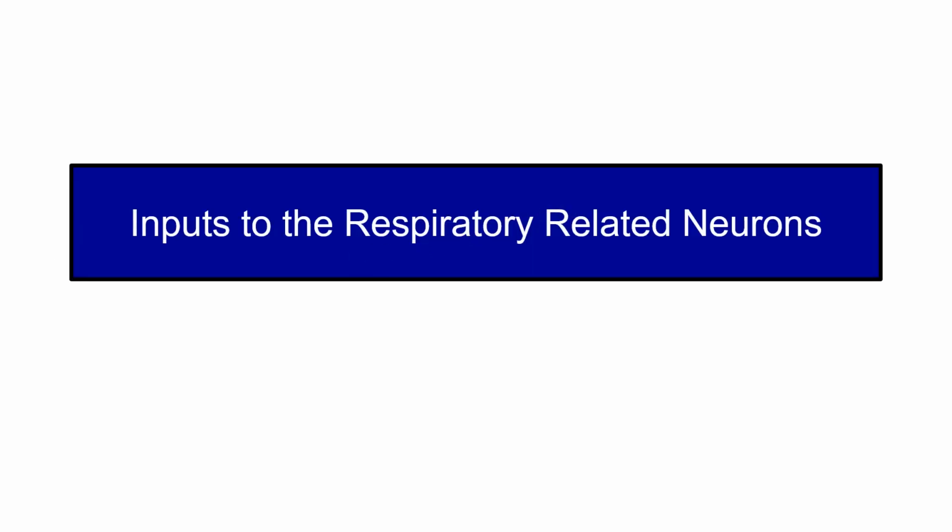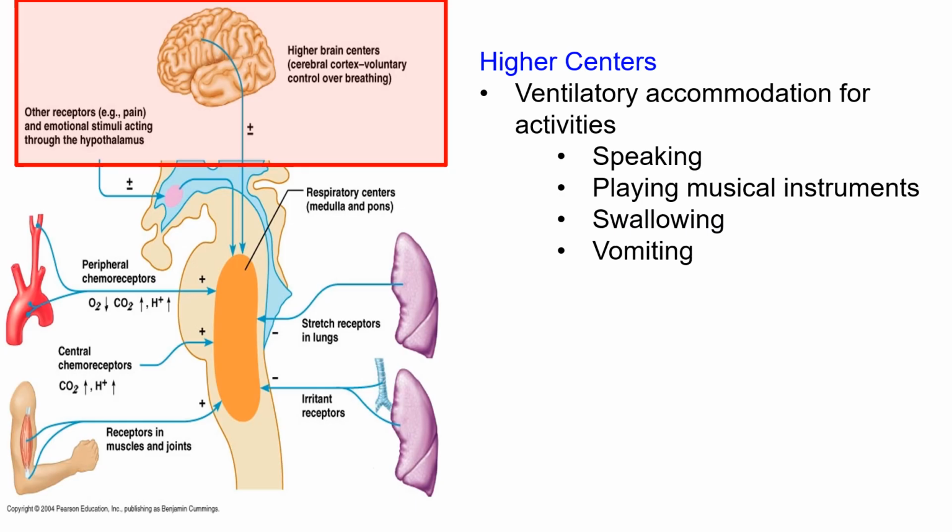Now, what are the inputs to the respiratory-related neurons? As shown here, the first one is coming from the higher centers. This is responsible for the ventilatory accommodation for activities such as speaking, playing the musical instrument, swallowing, and vomiting.